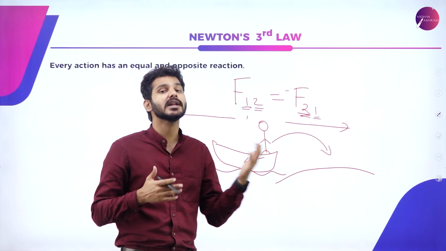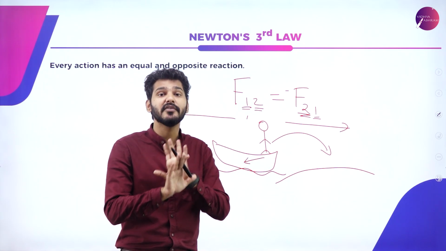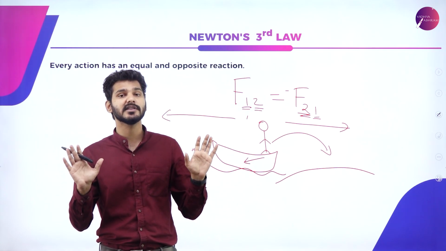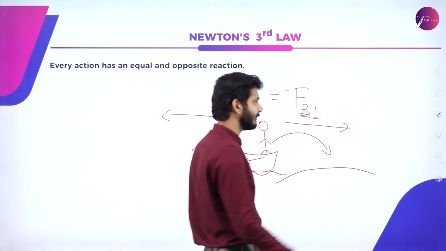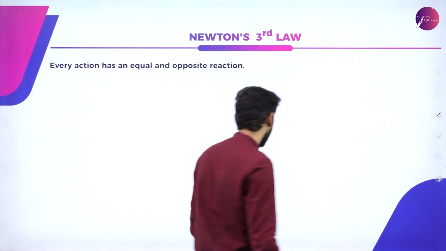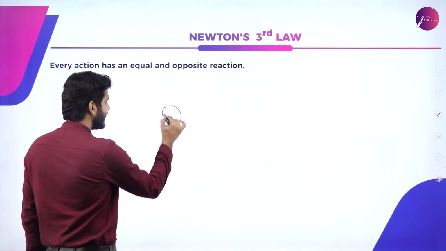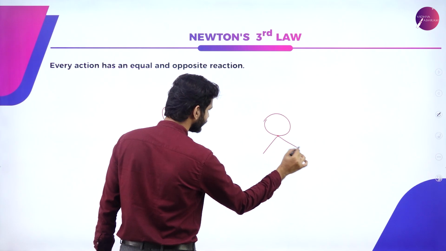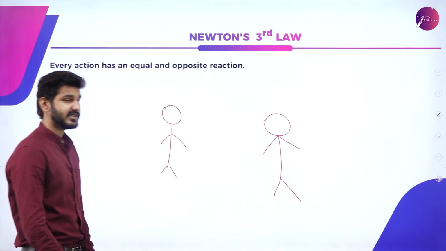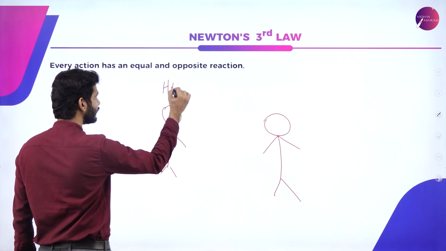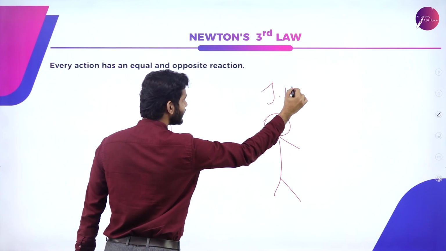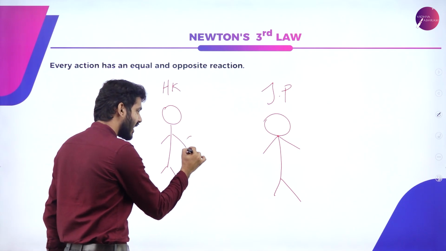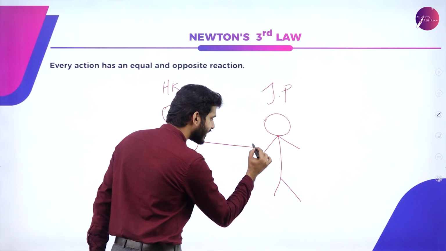If you want a clearer example, assume that you are in perfect vacuum, that is, you are in space, and there are two people in space playing catch. Let's say this is me and this is my best friend JP, Vishnu J. Prakash. Anyways, what happens is that I have a ball in my hand, and I throw it to him.